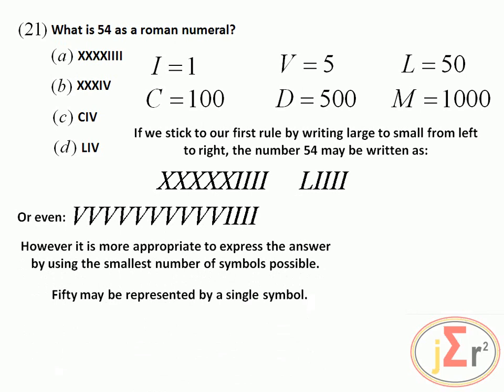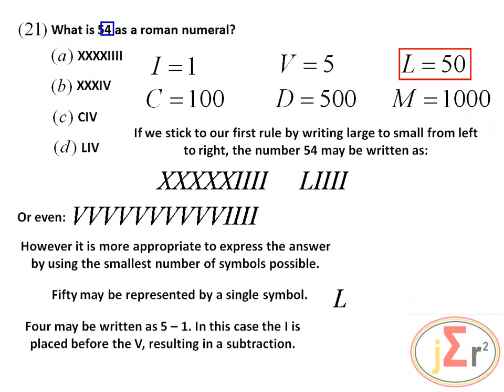So 50 may be represented by a single symbol. So that is the symbol that represents 50, L. Of course, we need to account for the 4. 4 may be written as 5 minus 1. In this case, I is placed before V, resulting in a subtraction.